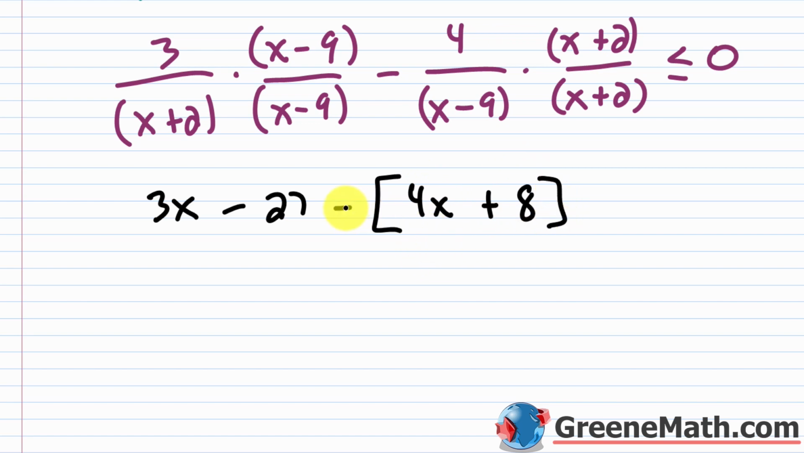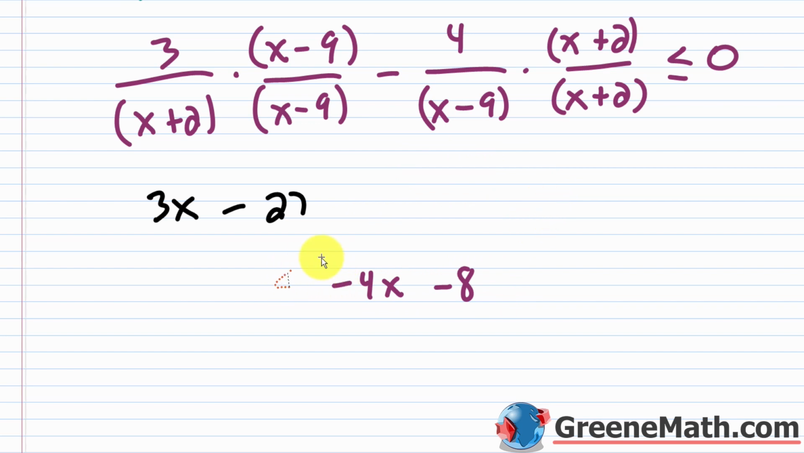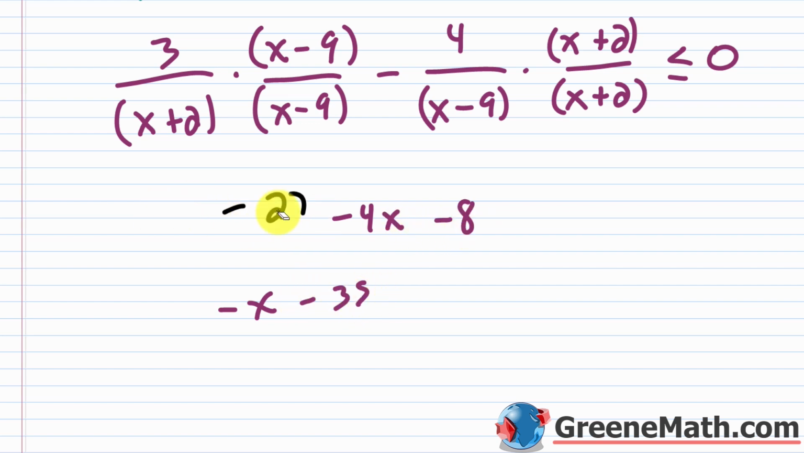Now, I'm just going to distribute this to each, and again, you can always say this is plus negative 1 here, and distribute that like that. So this is negative 4x, and then minus 8. Let me get rid of this and drag this up here. And then basically 3x minus 4x is negative x. Negative 27 minus 8, that's going to be negative 35.